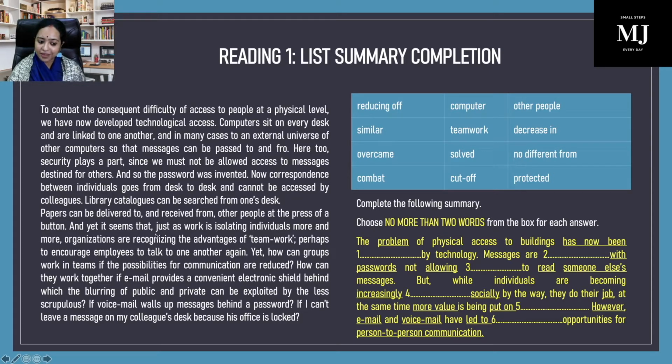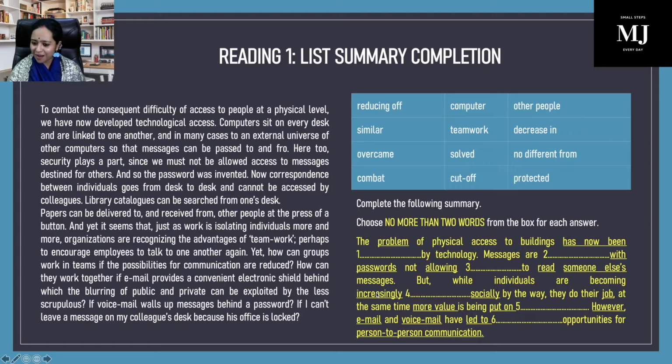And yet it seems that just as work is isolating individuals more and more, is nothing but increasingly paraphrased. Individuals is right here. Okay, so they're becoming isolated. Of course, cut off is the right answer, guys. Let's see if the grammar is correct. But while individuals are becoming increasingly cut off socially, by the way, they do their job. At the same time, more value is being put on dash.